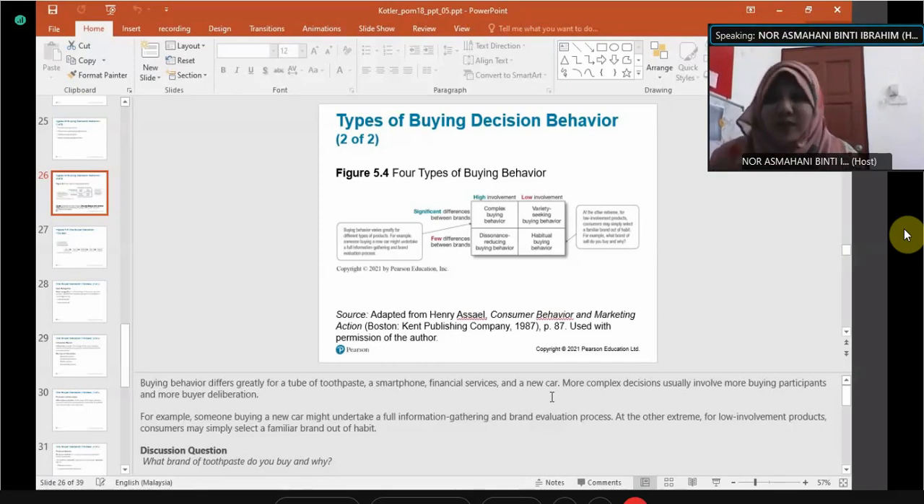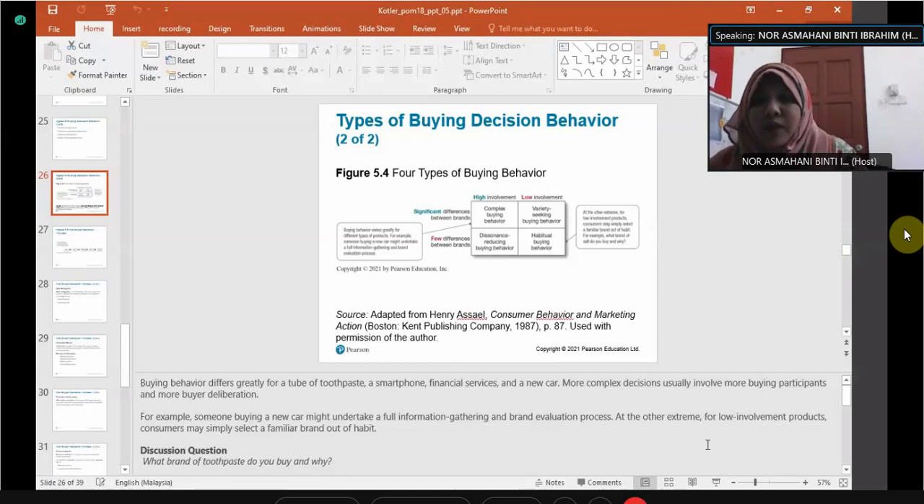And so infrequent, expensive, but today I realize it's expensive, right? After this, I want to shop kat Shopee je lah. I tengok banyak juga carpet yang cantik yang murah. Okay, so but you will see a little difference among brands. Okay, and when you compare to habitual buying behavior, usually it's a variety seeking buying.